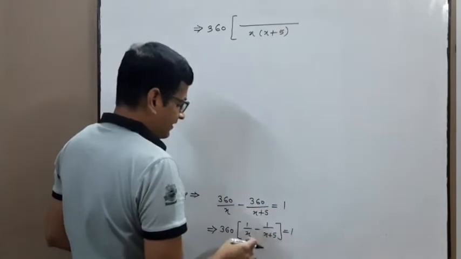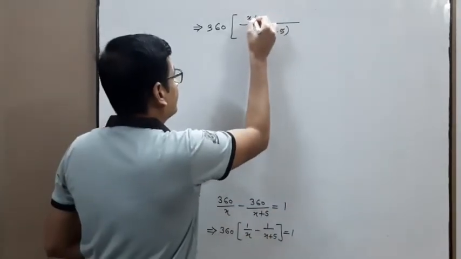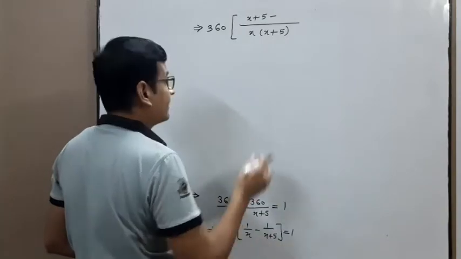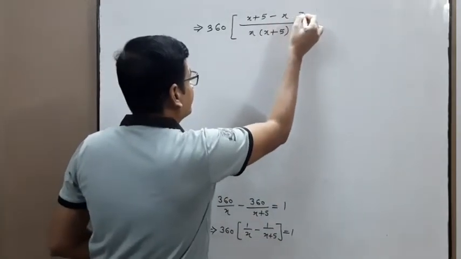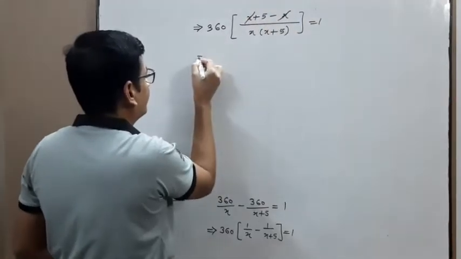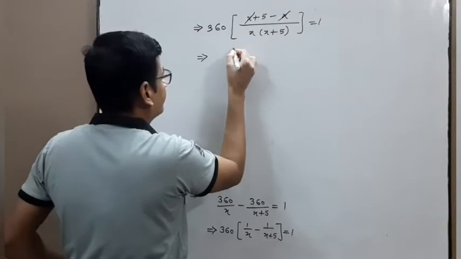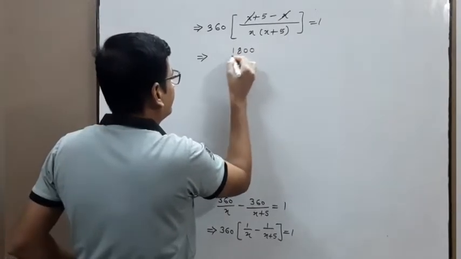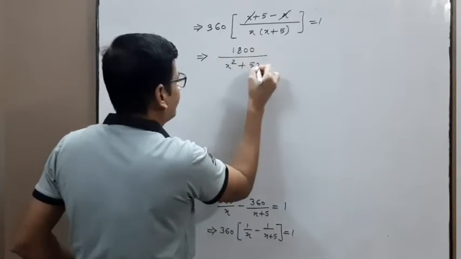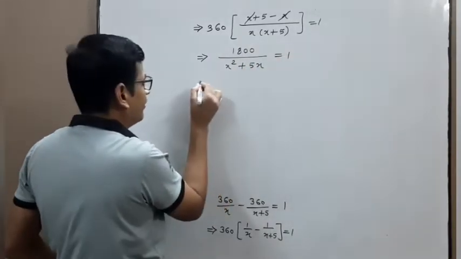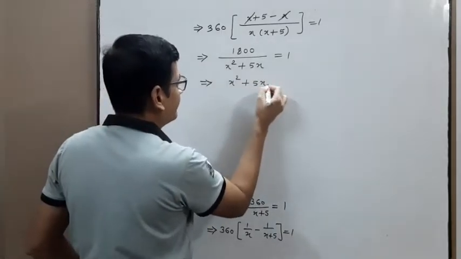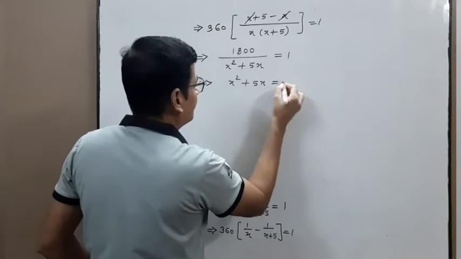Divide LCM by x, so we get x plus 5 into 1, x plus 5 minus. Divide LCM by x plus 5, so we get x. So x into 1, x is equal to 1. x and x cancel. So 1800 upon x into x plus 5, that is x square plus 5x, equal to 1. Cross multiply: x square plus 5x is equal to 1800.